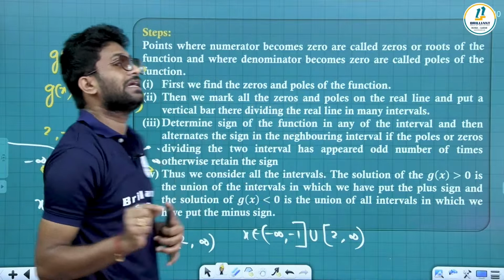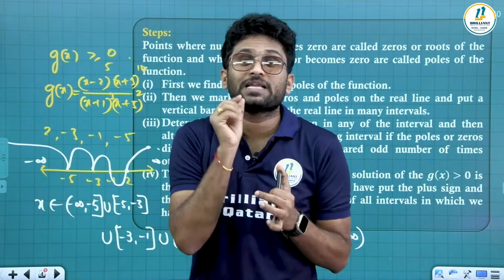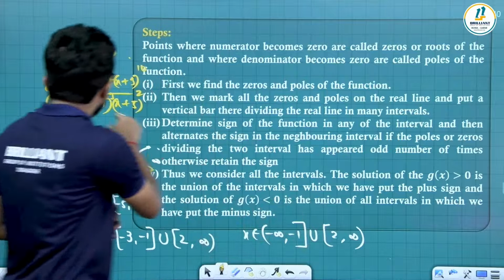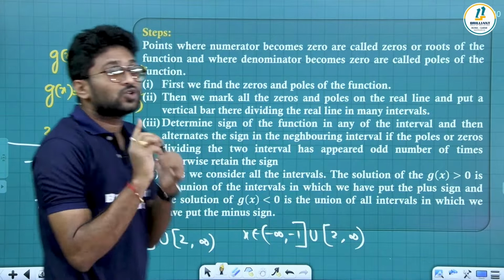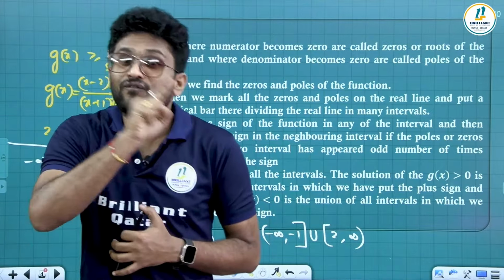Denominator poles shouldn't be included in the solution. That means the denominator values -1 and -5 should never be included in the solution.